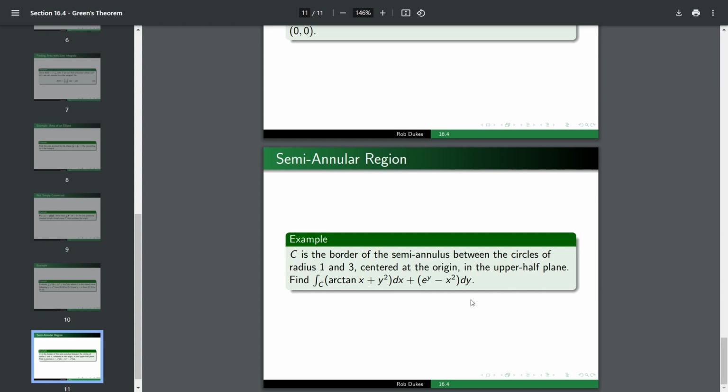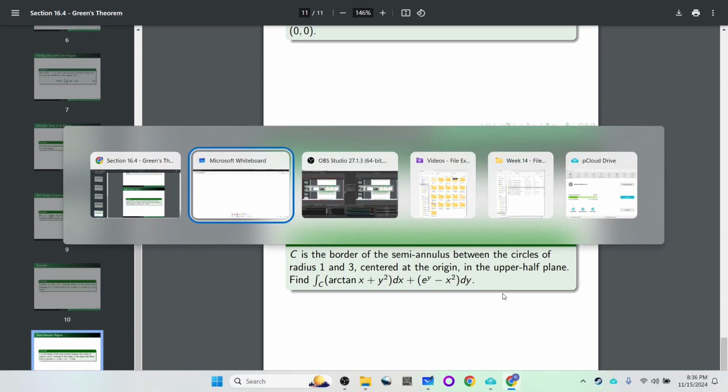Now again, when I see a complicated thing like that, it probably means that you're expected to do it using Green's theorem. This one's not as bad. You could do the antiderivative of arctan x. You could do the antiderivative of e to the y minus x squared, but it would still be messier. So let's do this with Green's theorem.